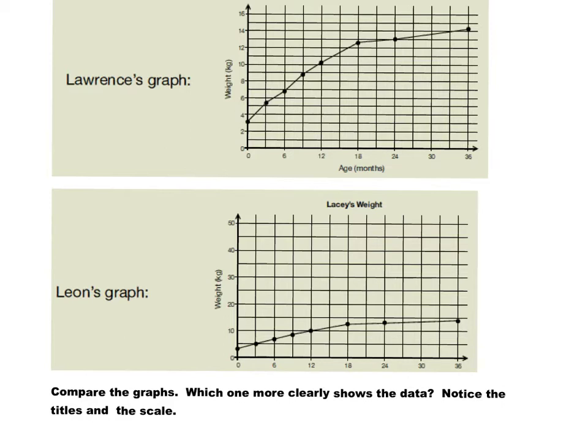So numbering over here by ones, in fact, because 1, 2, 3, 4, and so on, is much clearer in this case because our data is so small. We only go up to 14 point something kilograms, so we should be numbering by ones at the very most, by twos, certainly not by fives. So this graph more clearly demonstrates the data.